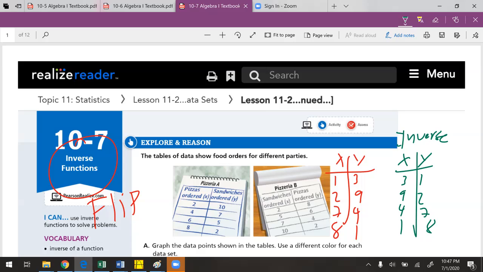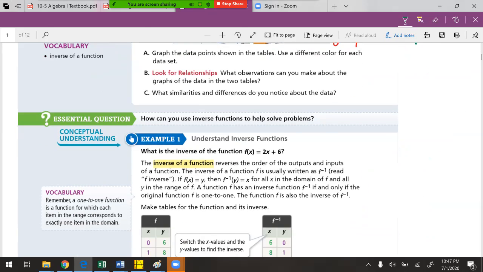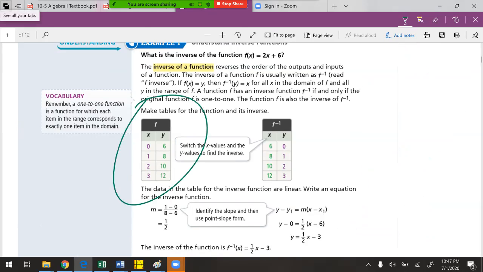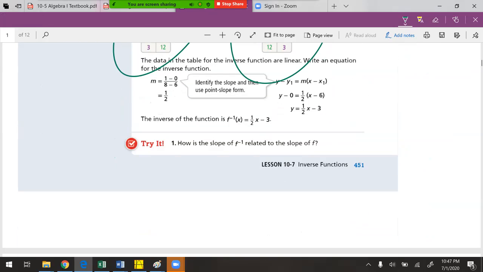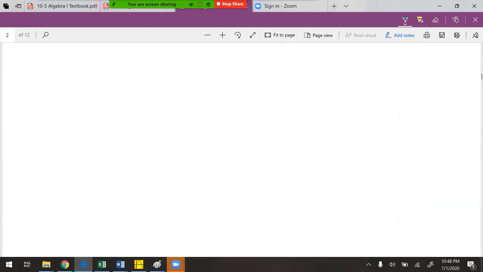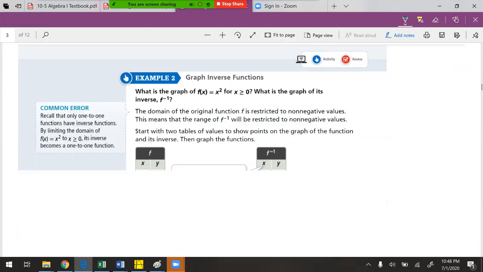You're flipping your function. You're flipping your x and y. Okay. So notice this. There you go. It's the inverse. Okay. It's that simple. However, let's now talk about how to find the inverse of a function.